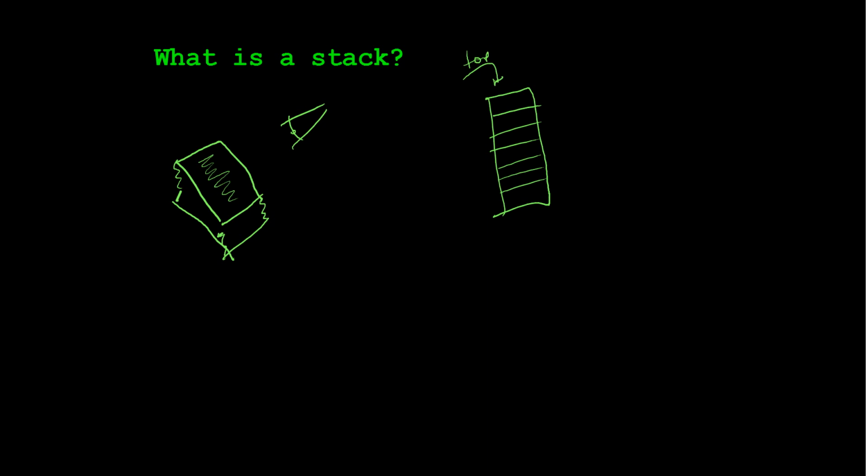The only way that I can access these things down here is if I were to remove the top of this stack. And if I were to remove the top, then I would have access to the next level of this stack. And again, I could remove the top of this stack to get to the next level. So in other words, I have to actually remove something before I can get to anything else in this stack.